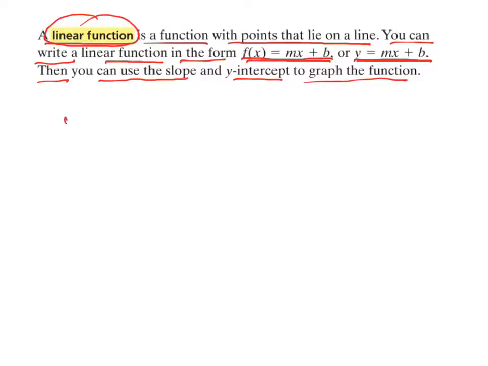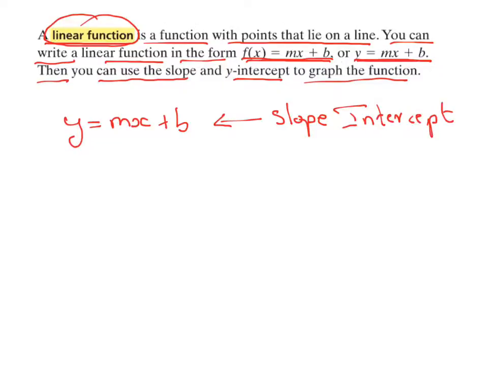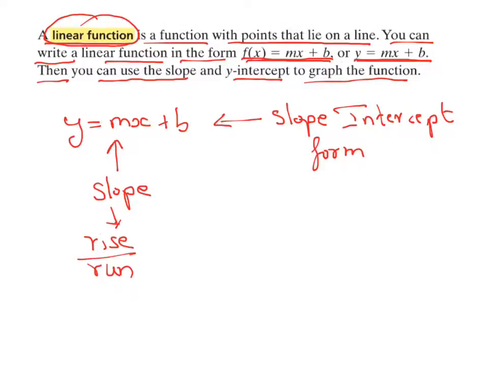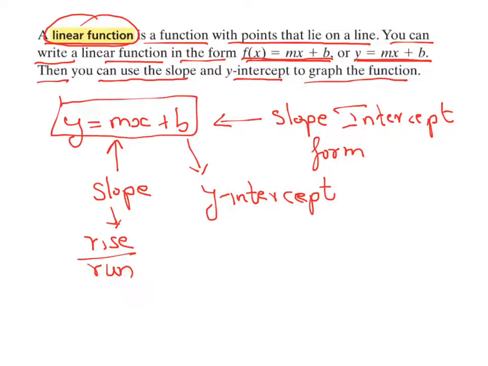Remember, we learned that y is equal to mx plus b. What is this form called? It's called slope-intercept form. And what does m stand for? It stands for slope. And slope is nothing but rise over run. And what does b stand for? It stands for the y-intercept. And what is y-intercept? The point on the y-axis. So we can use the linear equation y equal to mx plus b and graph the line. And we will see how to do it.